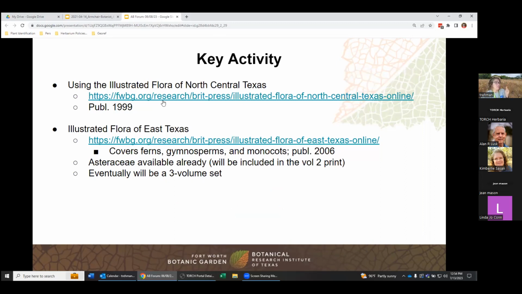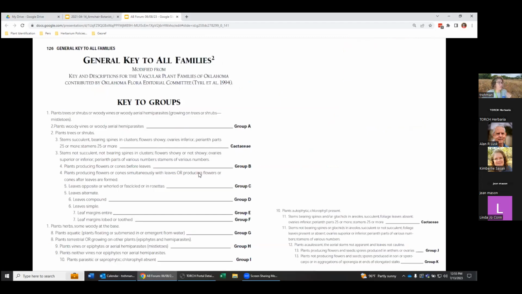Okay, so the Illustrated Flora of North Central Texas, that's what we're going to use today. Just for y'all to know, that was published in 1999. We are in the process of publishing the East Texas Flora, which is also available online, except that it will eventually be a 3-volume series for East Texas, and we've published the first and are working on the second. The good news is the sunflowers, the biggest family that we have in this area, is already out, and you can get that digitally and online. So those are useful things for y'all to know.